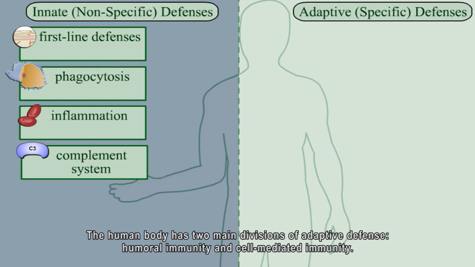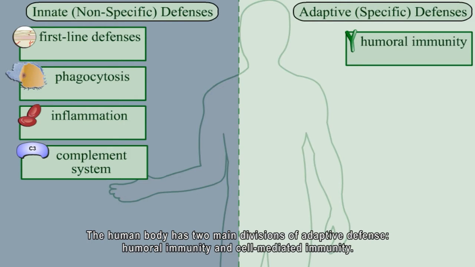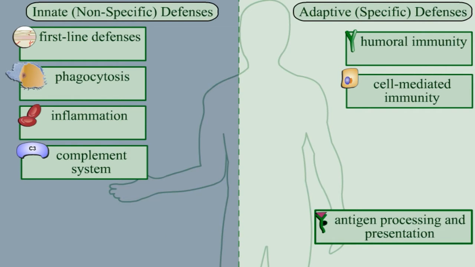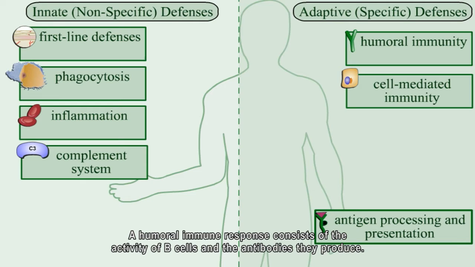The human body has two main divisions of adaptive defense, humoral immunity and cell-mediated immunity. Antigen-presenting cells aid in the activation of these defenses. A humoral immune response consists of the activity of B cells and the antibodies they produce.